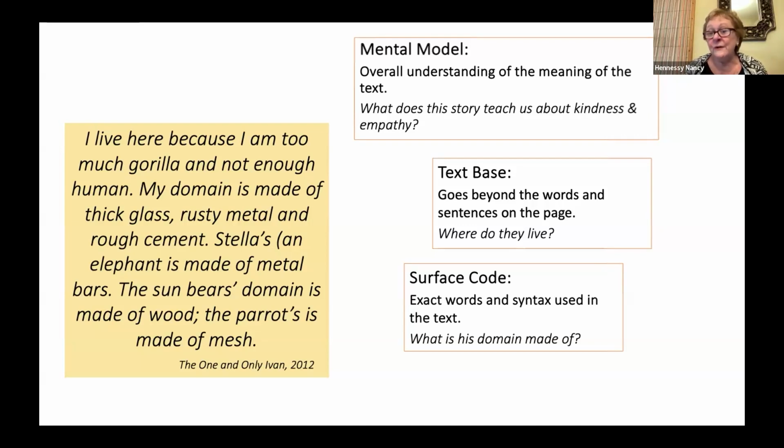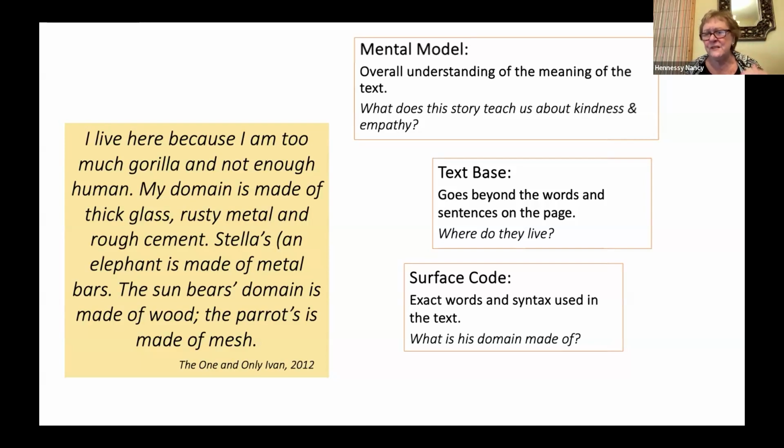The text base, though, as someone said, goes beyond the words and the sentences that are on the page, right? It does require an integration of background knowledge. And so where do they live? Well, you begin to put together that we're talking about animals, we're talking about enclosures for animals. And so what should come to mind is a zoo. And if you know the book, it's not a very nice zoo. It's one in a mall, right? And then overall understanding of the meaning of the text, right? Something that we take away with us, something that we can apply, right? What does this story teach us about kindness and empathy?